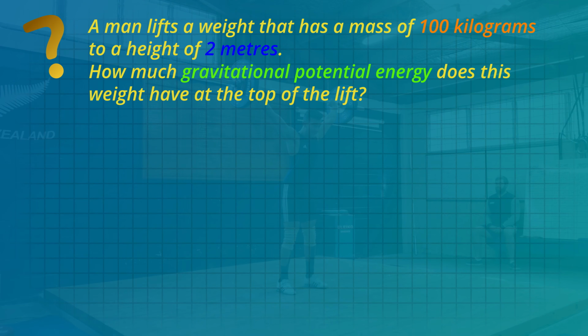Now let's learn the rule for gravitational potential energy. At the gym, a man lifts a weight that has a mass of 100 kilograms to a height of 2 meters. How much gravitational potential energy does this weight have at the top of his lift?